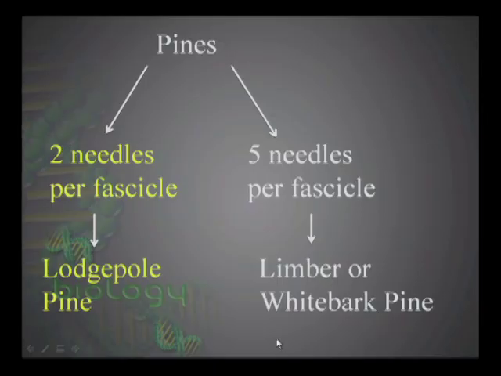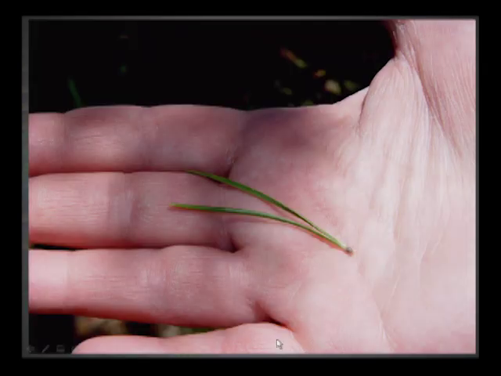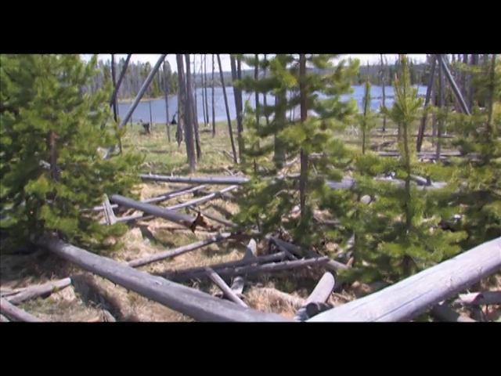And then getting back to our pines, pines can either have 2 needles per fascicle or 5 needles per fascicle. The 2 needles per fascicle, that would be the lodgepole pine. Lodgepole pine, again, as far as the general ecosystem is concerned, is really the dominant tree in the ecosystem.